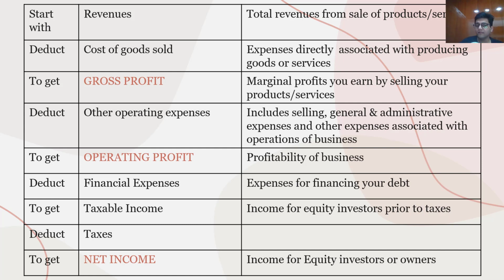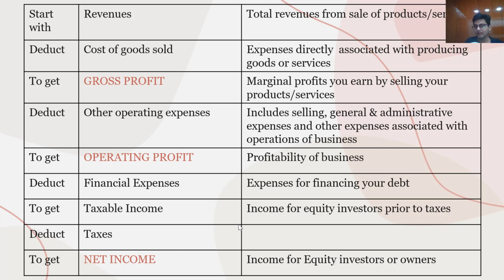So this is the income for the equity investors, that is the owners, that is you, prior to paying the government share. The taxes are the government's share which they require from your income, and finally you get what? You get the sweet figure of net income, that is the profit which is yours and yours only, or what we call income for equity investors, the owners of the business.